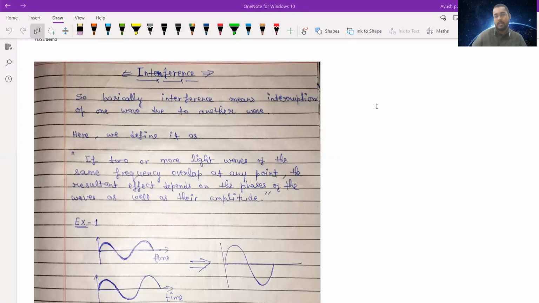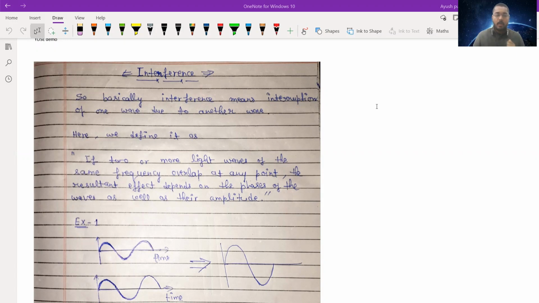But since we are doing physics, mathematics and some physics will be involved, so in that perspective the interference will be different. But in general talk, interference means one wave of light will interrupt another wave of light. If this is happening, then we say interference is taking place.